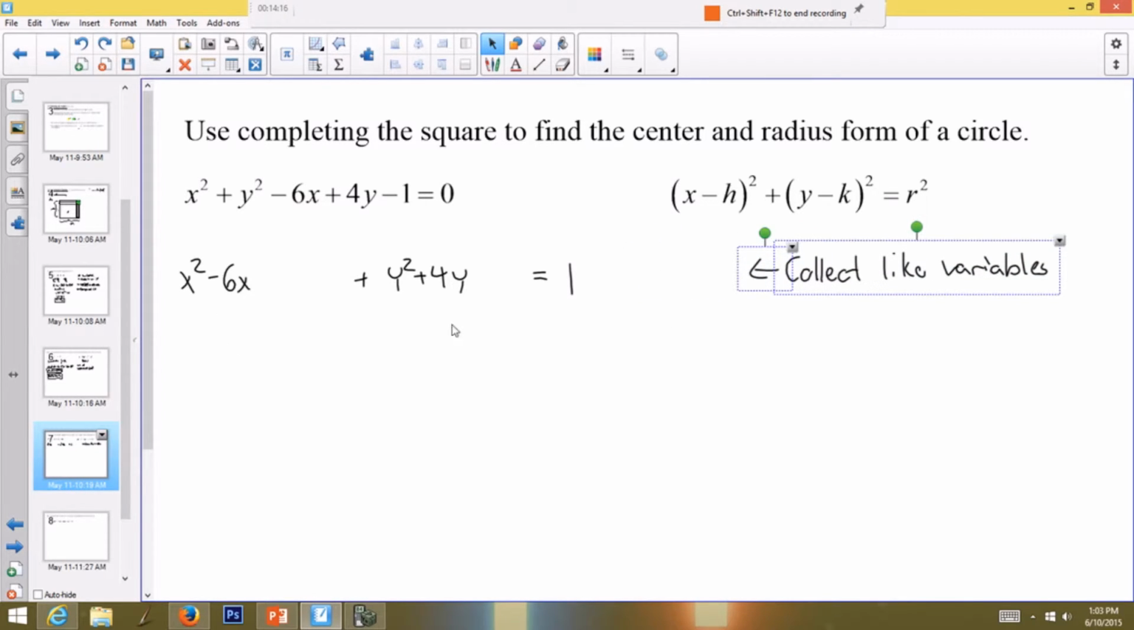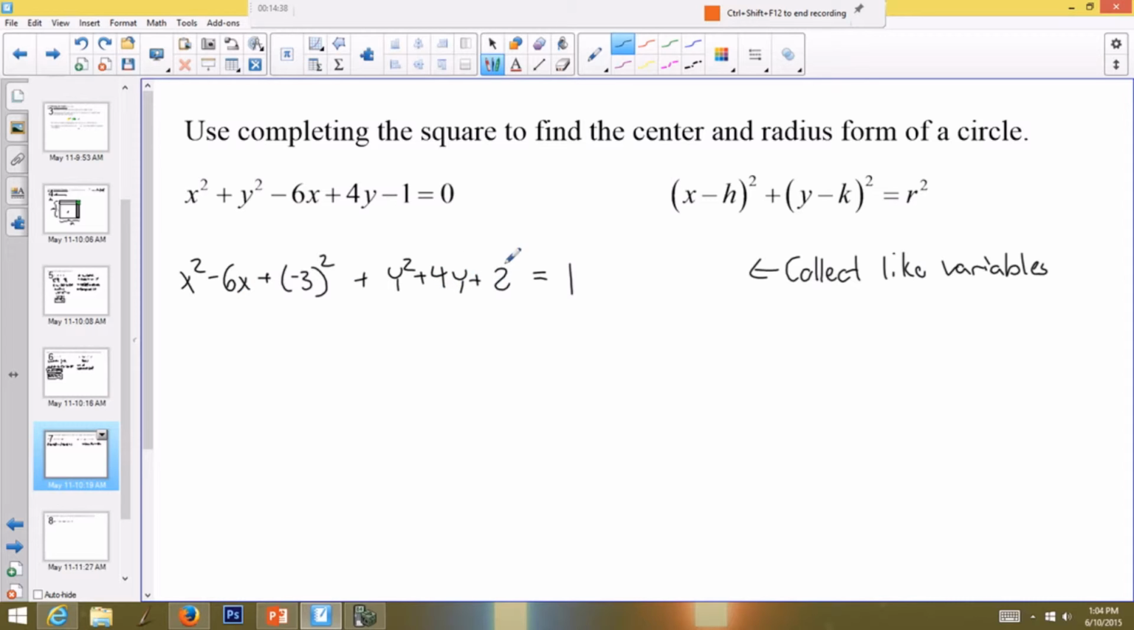Since the a coefficient for the x squared and the y squared is both 1, I don't have to do anything else, which is awesome. And so what we want to do is complete the square. So it's going to be plus negative 3 squared, that's half of that b, plus half of 4 is 2 squared. And because I have values on the left and the right in my final answer, I don't have to add and take away. I'm just going to add to both sides. I'm going to add negative 3 squared and 2 squared.